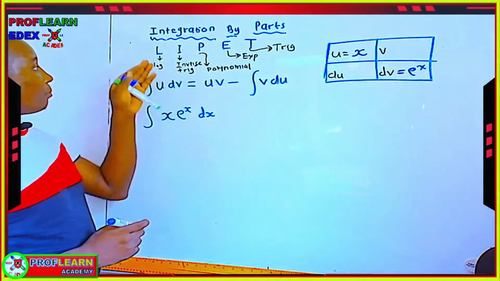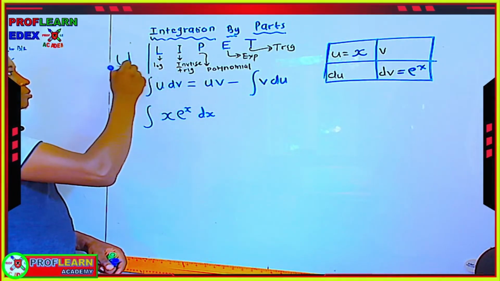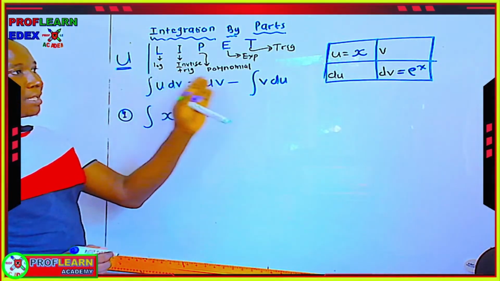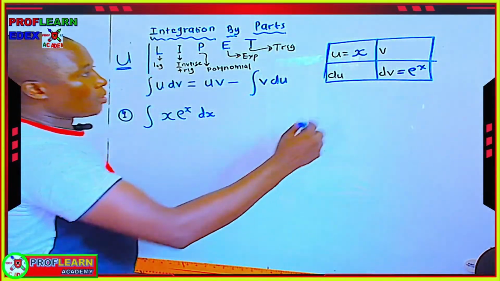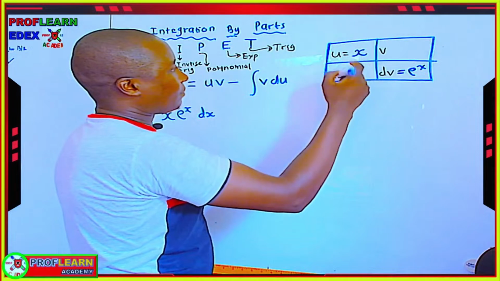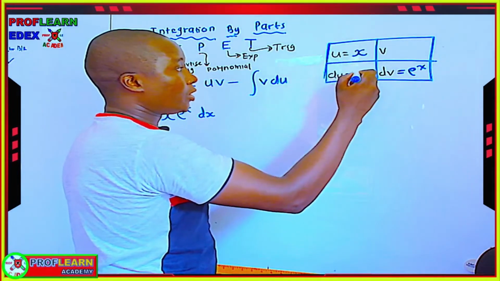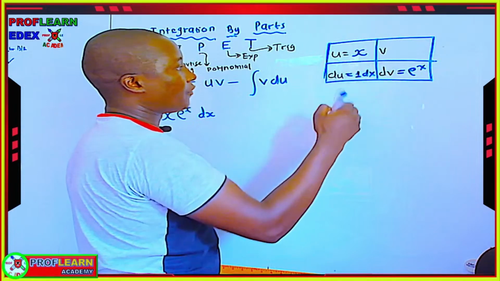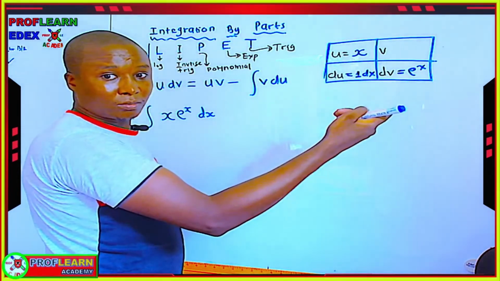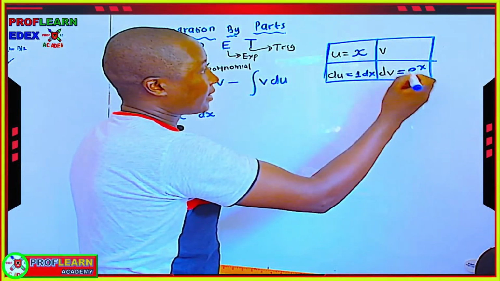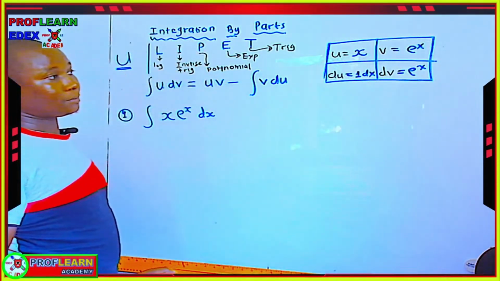So LIPET enables you to identify u, and the remaining expression is going to become our dv. Now, with x, what is du? Because if u is equal to x, what will be du? Du is going to be 1 dx. If you differentiate x, you are going to get 1 dx. And if you integrate dv, you are going to get the same expression there, e to the x, right?